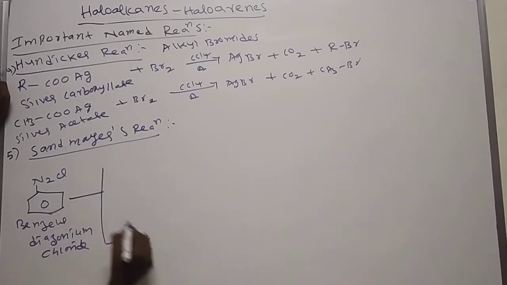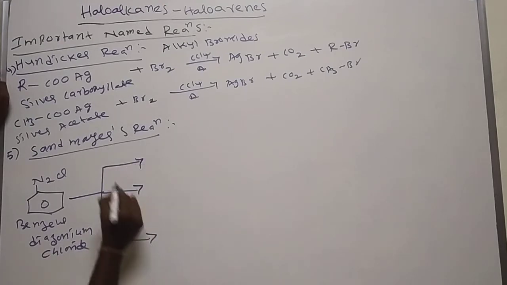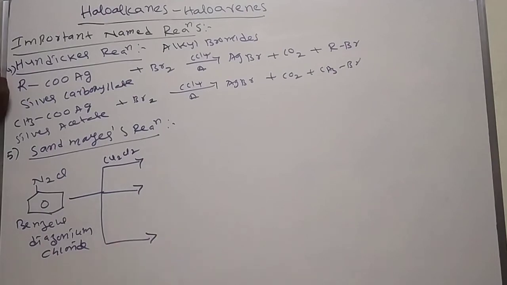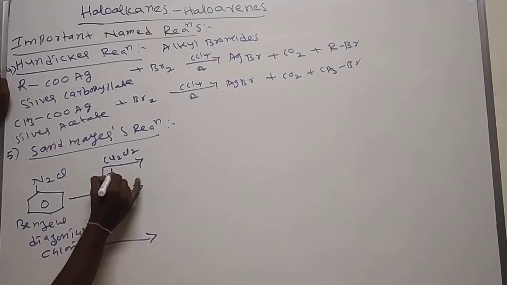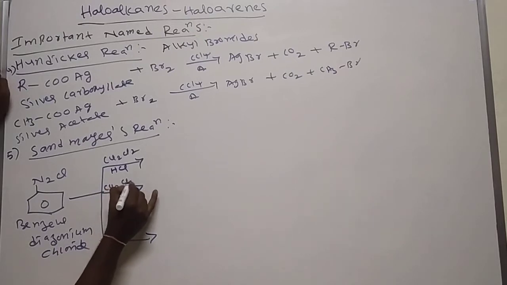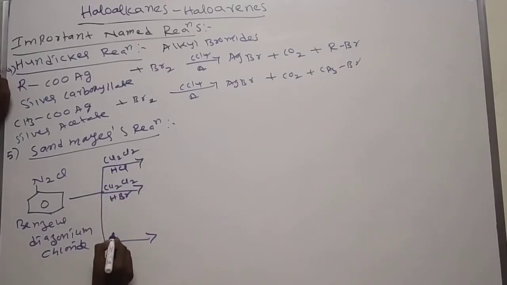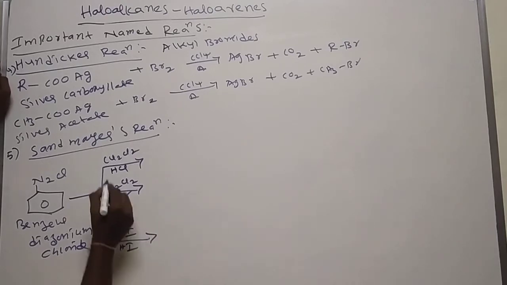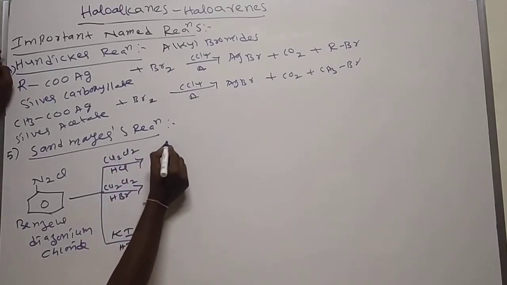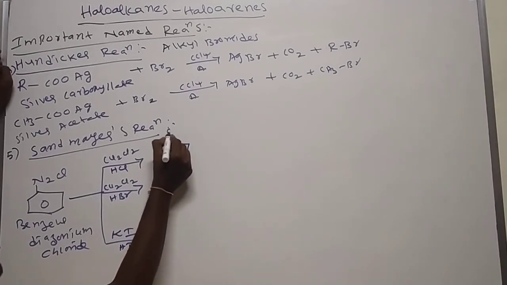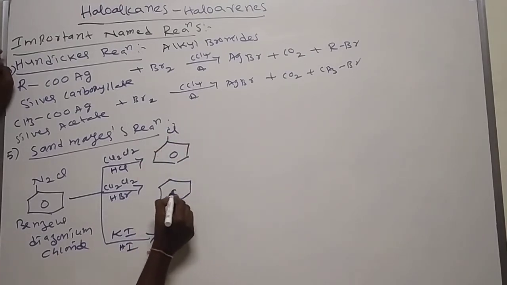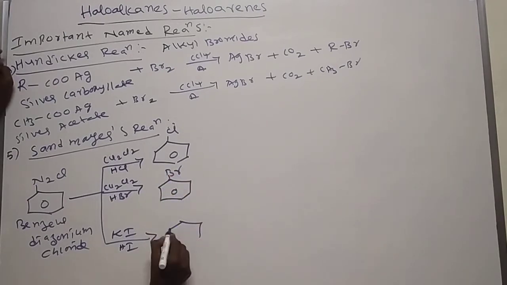When benzene diazonium chloride reacts with Cu2Cl2 in the presence of HCl, or with Cu2Br2 in the presence of HBr, or here it reacts with potassium iodide in the presence of HI or acetone or any reagent, what happens? A nucleophilic substitution reaction takes place and forms chlorobenzene, bromobenzene and iodobenzene. This we call the Sandmeyer reaction.